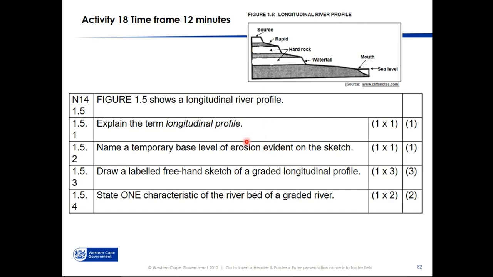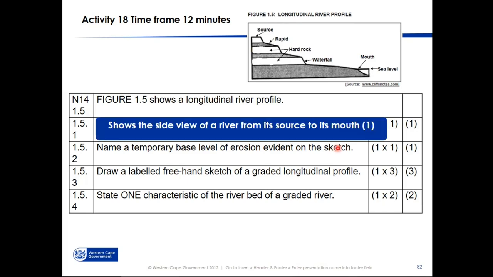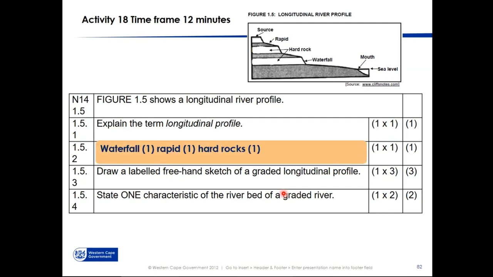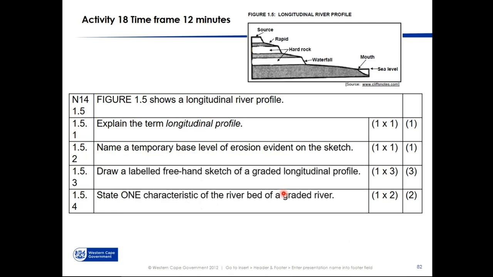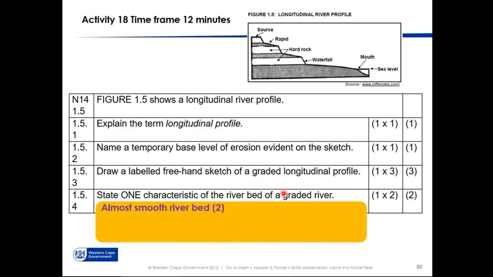Again, explain the term longitudinal profile. I'm going to give you the answers quickly because I need to try and get to the last one. They show the slide, the river, the source of the mountain. They name the temporary base level of erosion evident, and that is your waterfall, and that also is something that can come up. Draw a freehand waterfall. Characteristics of a almost smooth bed, concave shaped. Anyone?